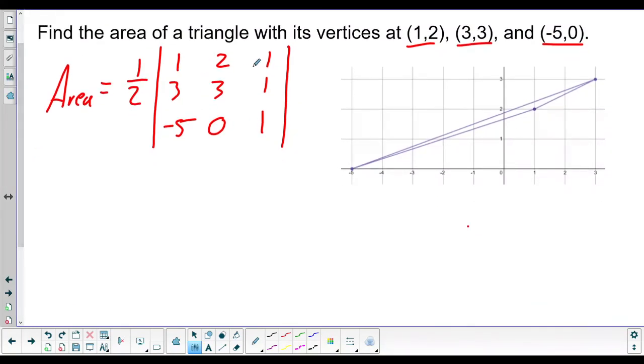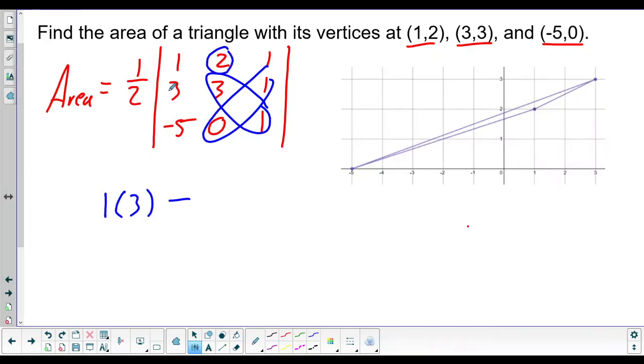So our determinant is going to be 1 times the determinant of this. So 3 times 1 is 3 minus 0. Okay, so that's 3. Minus 2 times 3 times 1 is 3, and then 1 times -5 is -5. Then our last one is going to be plus 1 times 3 times 0 is 0. Minus 3 times -5 is -15.